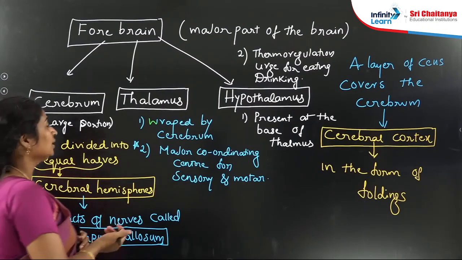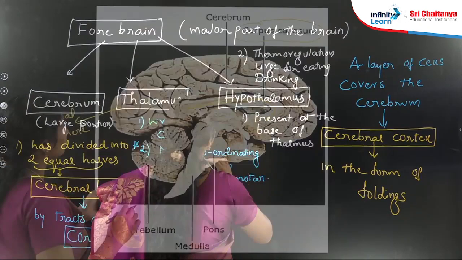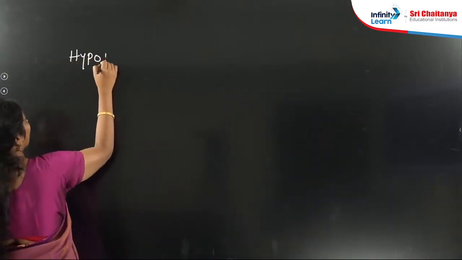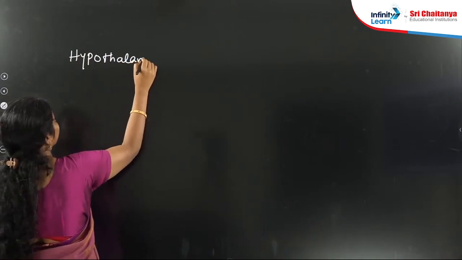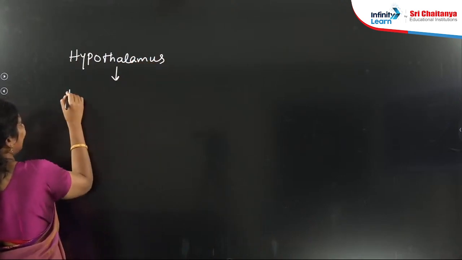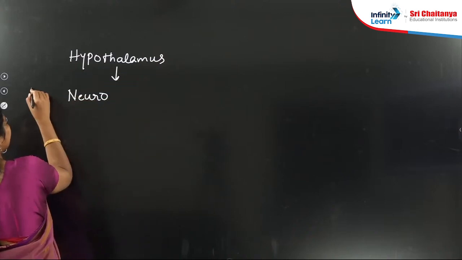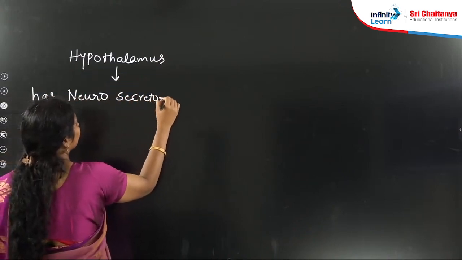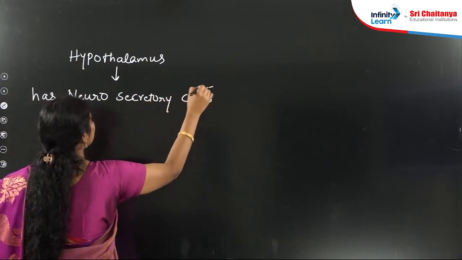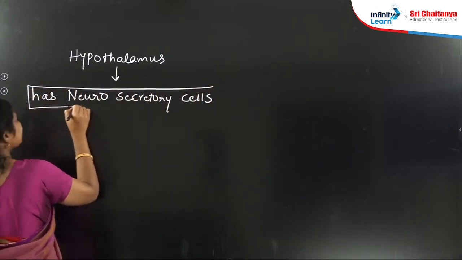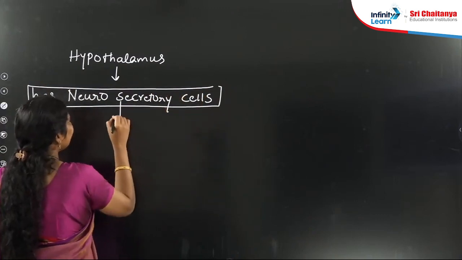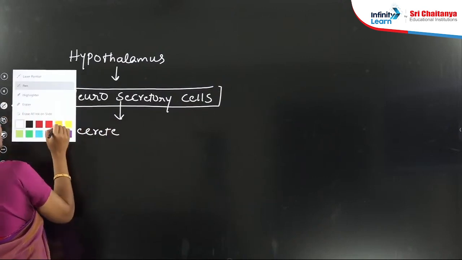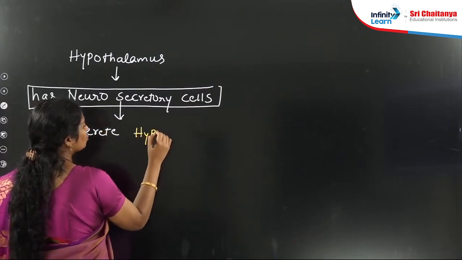And this hypothalamus has some special cells. The hypothalamus has neurosecretory cells. What is the role of these neurosecretory cells in the hypothalamus? These cells secrete hormones. Those hormones we call hypothalamic hormones.